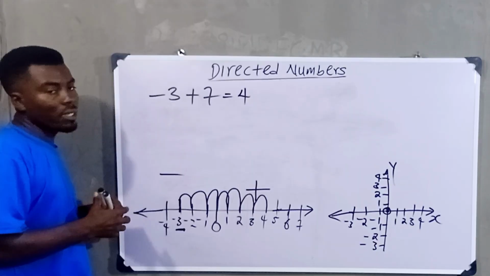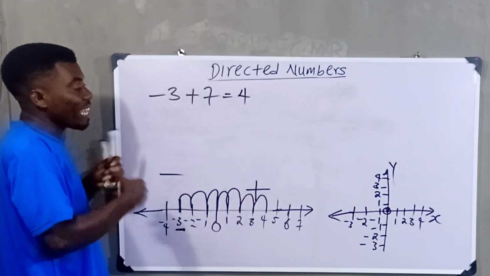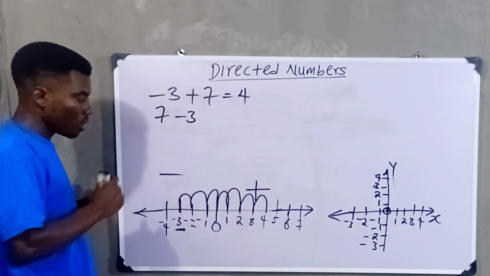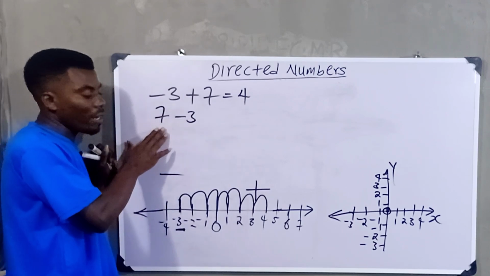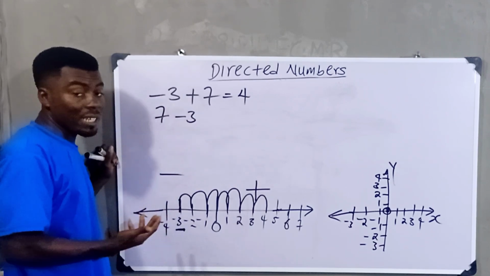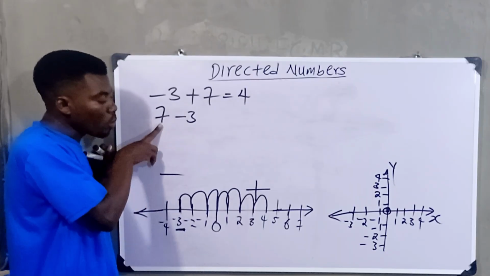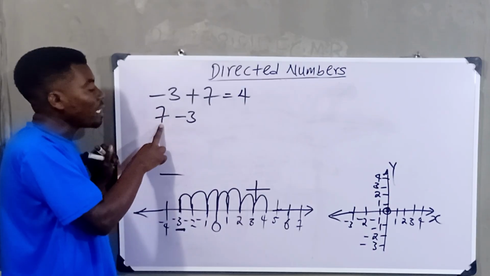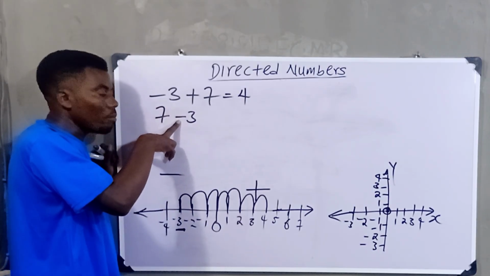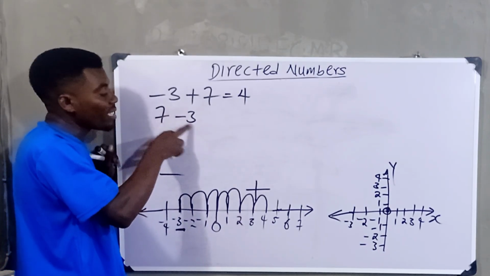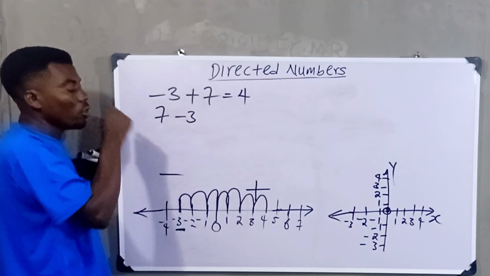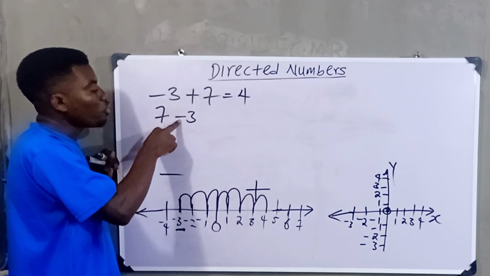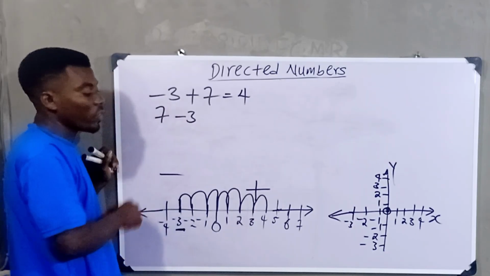Again, you can reverse this. Now, this question can be rearranged to become 7 minus 3. So if you go by 7 minus 3, you will still get the same answer. How? Locate where you have 7. This 7 here is positive 7, and then you decrease it 3 times. That means you are going to move towards the left because negative is left. How many times? 3 times.